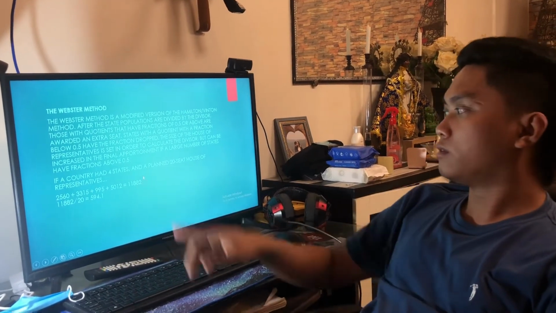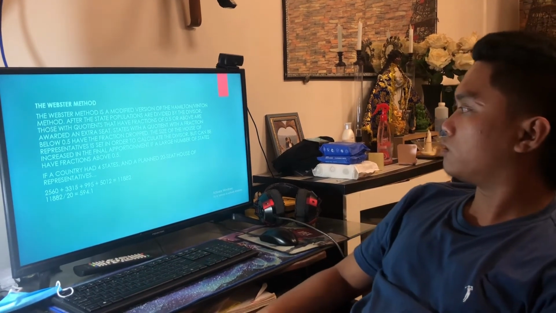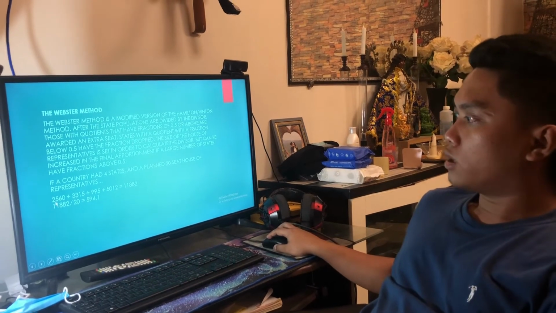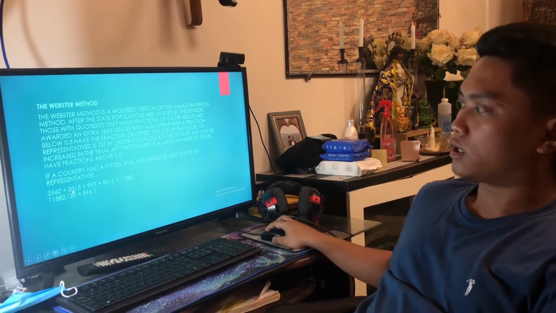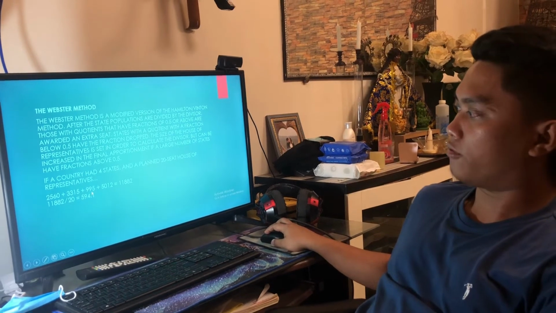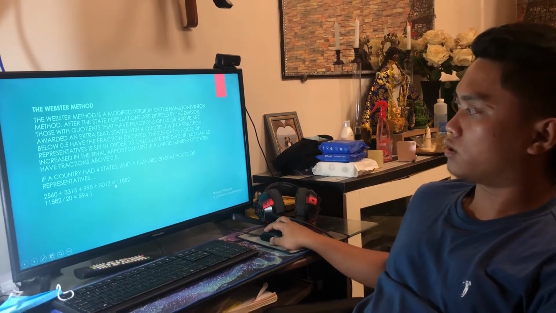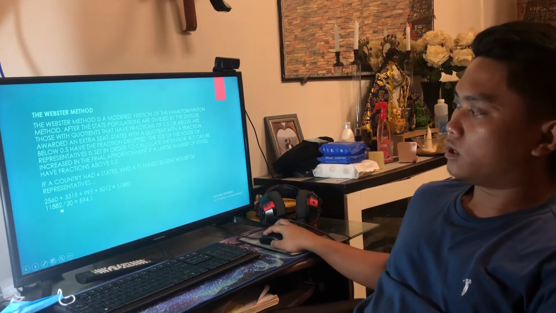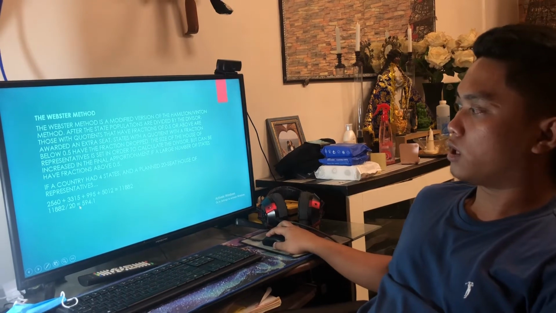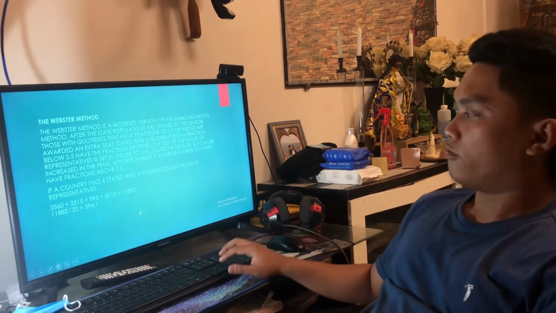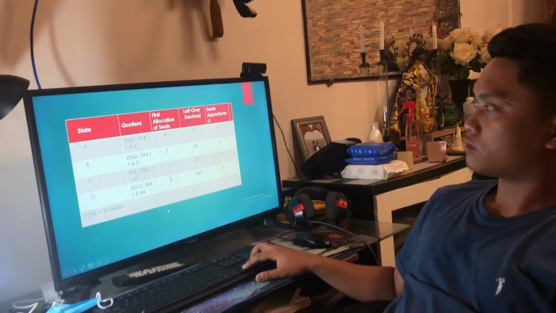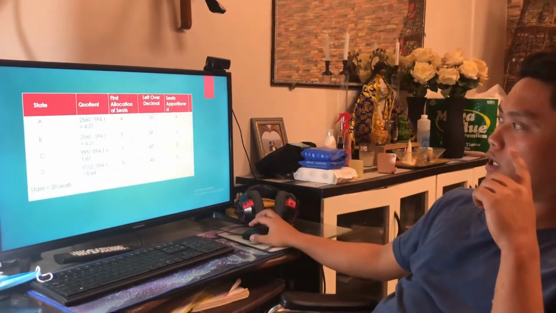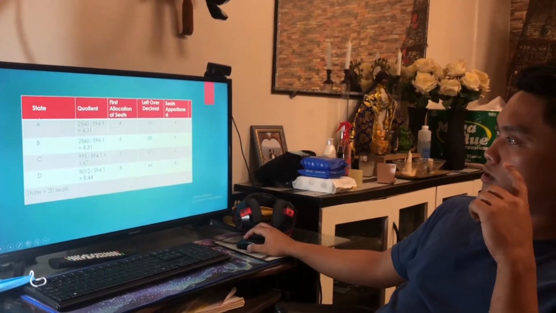If a country had 4 states and planned 20 seats in the House of Representatives, this is 2,560 plus 3,315 plus 995 plus 5,012, which equals 11,882. And 11,882 divided by 20 equals 594.1. And this is the example of the Webster method.